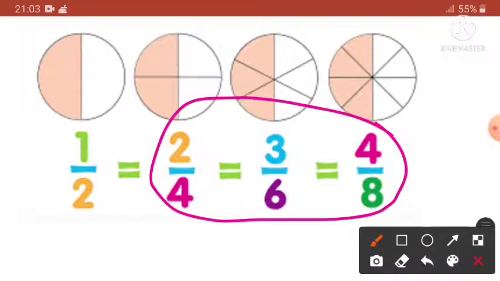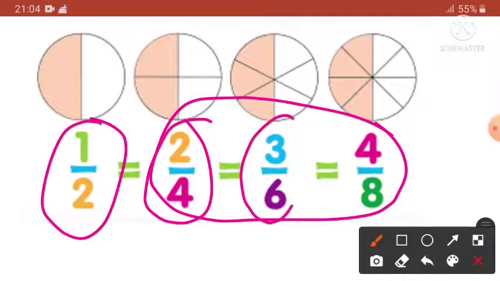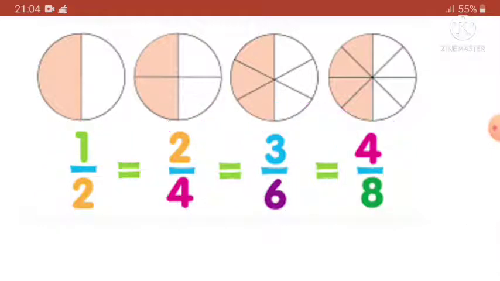So that means 1 by 2 means 1 by 2, 2 by 4 means 1 by 2, 3 by 6 means 1 by 2, 4 by 8 means 1 by 2. The value does not change but the expression changes. That means 1 by 2, 2 by 4, 3 by 6, 4 by 8 are equivalent fractions. Okay, got it? Equivalent fractions.